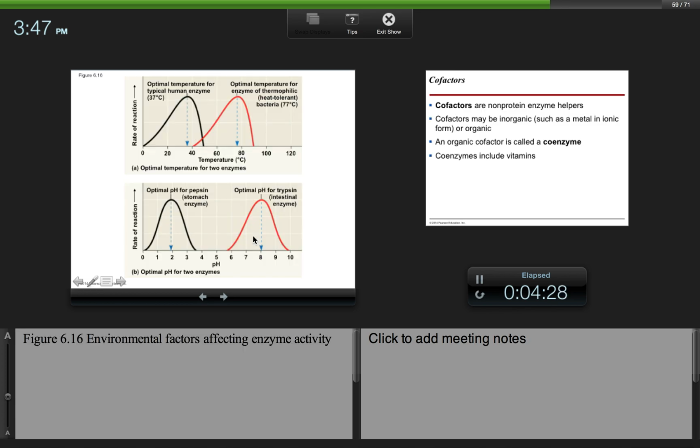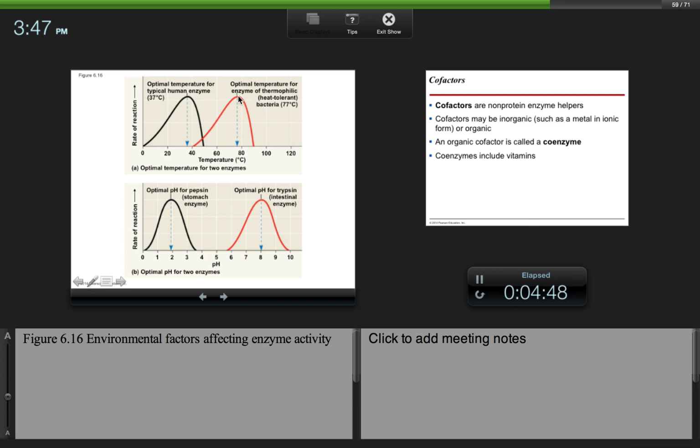Okay, so on the top, we have two reactions. We have two different enzymes. One enzyme is typically found in humans. It's a typical human enzyme that functions, its optimal temperature is 37 degrees Celsius, which is our internal body temperature.